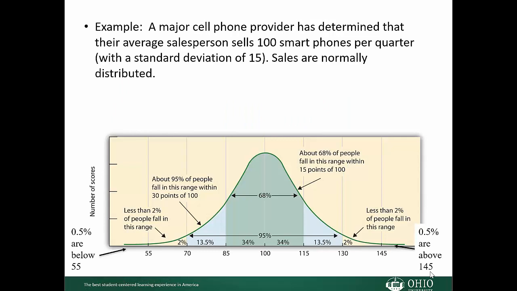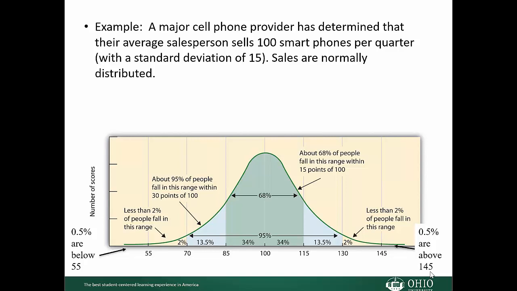Here's the empirical rule applied to a real-life scenario. For example, a major cell phone provider has determined that their average salesperson sells 100 smartphones per quarter with a standard deviation of 15. Sales are normally distributed. The empirical rule tells us that 68% of employees are within 1 standard deviation of the mean of 100. So that means that 68% of employees sell between 85, that's 1 standard deviation below the mean, to 115, that's 1 standard deviation above.